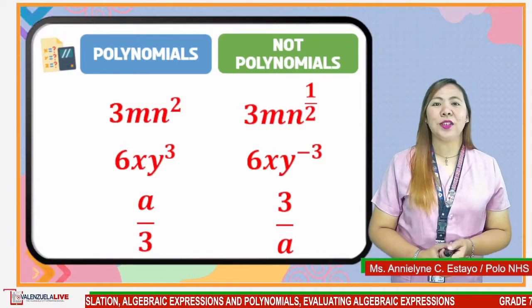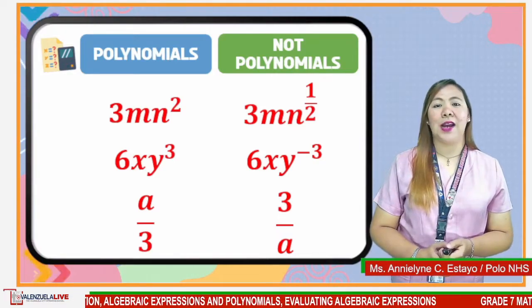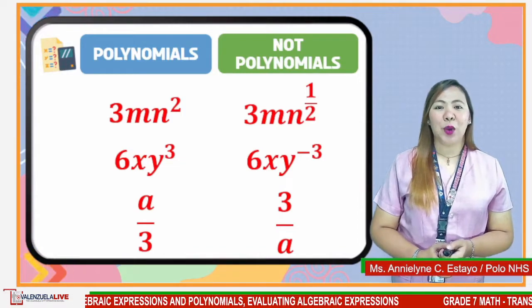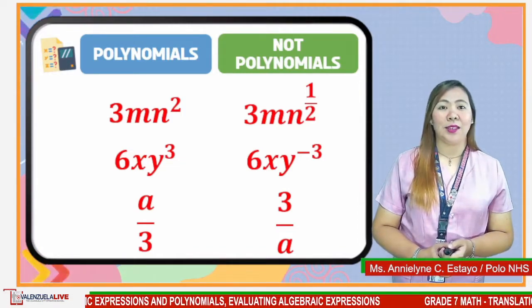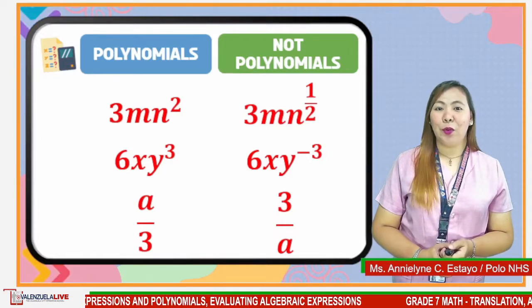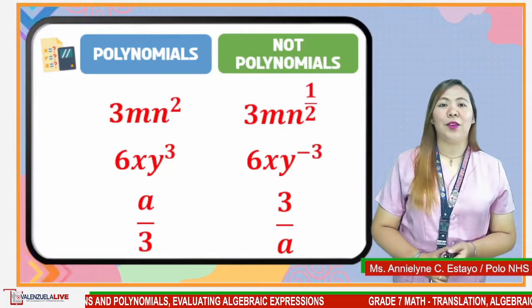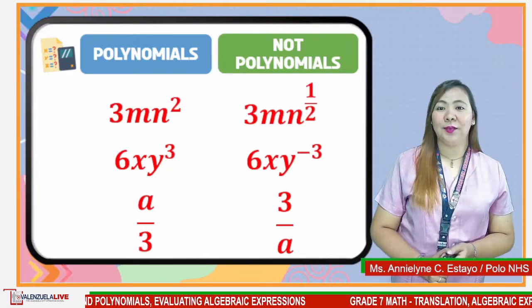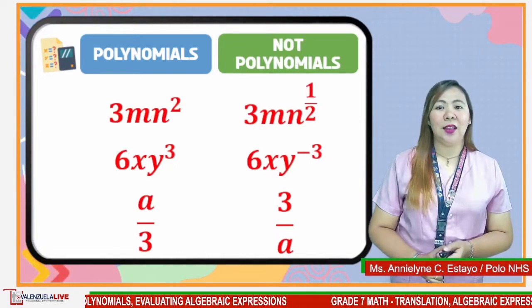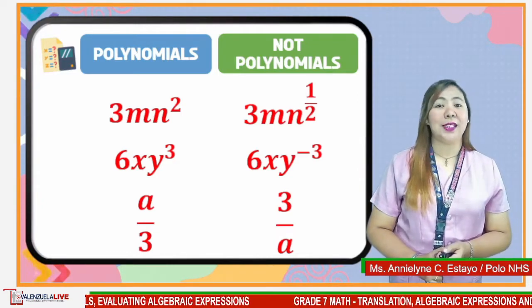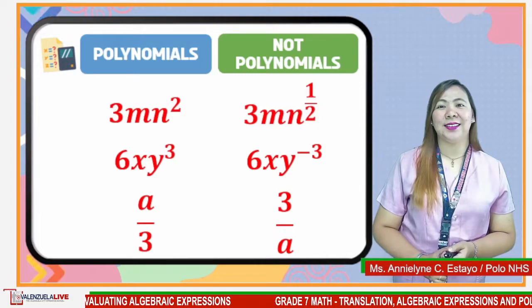We should also take note of the following facts about polynomials, such as the expressions are not polynomials if the exponent of the variable is negative, the exponent of the variable is a fraction, the variable is in the denominator, and lastly, the variable is inside the radical sign.